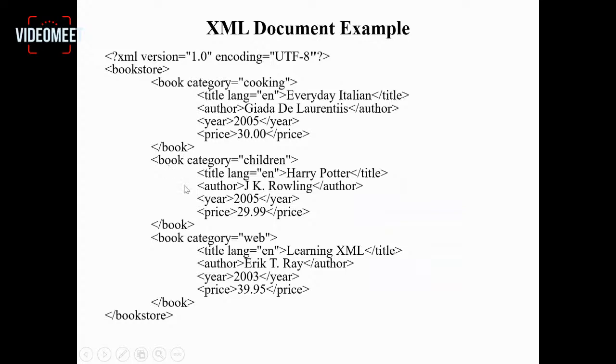And if you want to store information about another book, then you create another sibling for book. This time category is equal to children, and the title is given as Harry Potter. Author is J.K. Rowling. Year 2005. Price 29.99. So this is another book's information. So this is another book's information. Category is web. Title is Learning XML. Author is Eric Tire. Year 2003. Price 39.95. So in that way, you can store information related to anything by creating your own tag names.